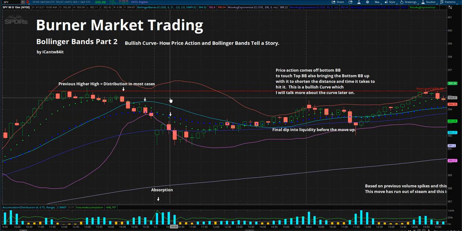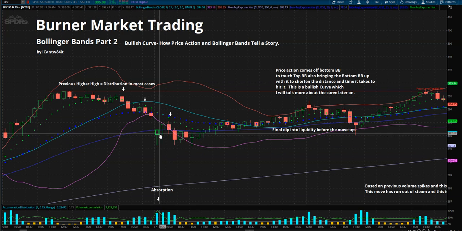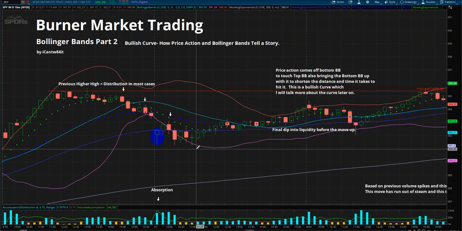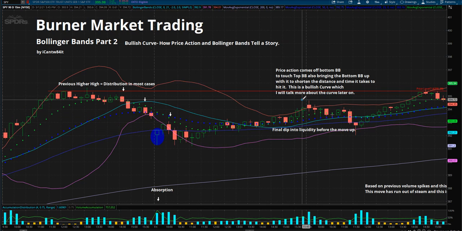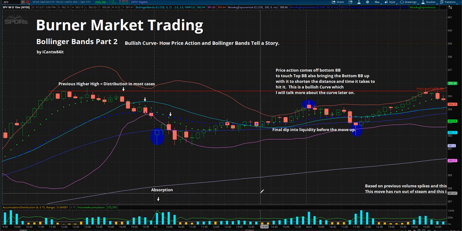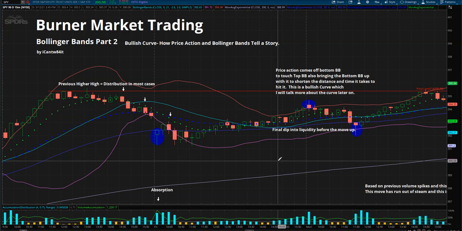And so when price action paints a candle outside of the Bollinger Band like this, go ahead and circle that. Then typically you're going to get another candle touching the bottom Bollinger Band. But in this scenario, price action moves up and hits the top Bollinger Band instead. When you see that happen, that's a bullish move. And so immediately after hitting here, you can anticipate that price action is going to hit the bottom Bollinger Band again right after.